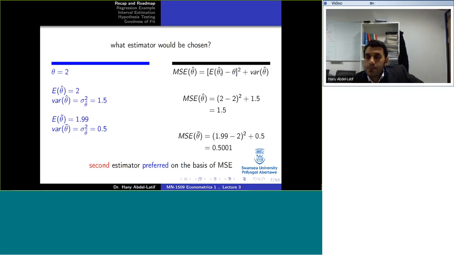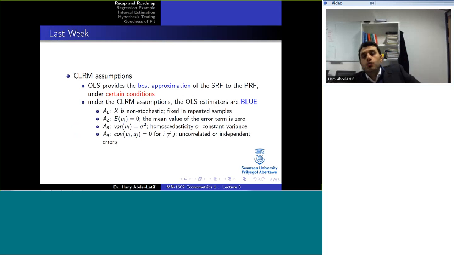and this squared, plus the variance. If you do that, you'll see the mean squared error for the first one is 1.5, and for the second estimator is 0.5, which is obviously smaller than the first one. In that case, we would prefer the second estimator. This is the kind of situation you might have where you have a small bias but a more efficient estimator, and that's the trade-off we talk about. So that's what we covered last week.